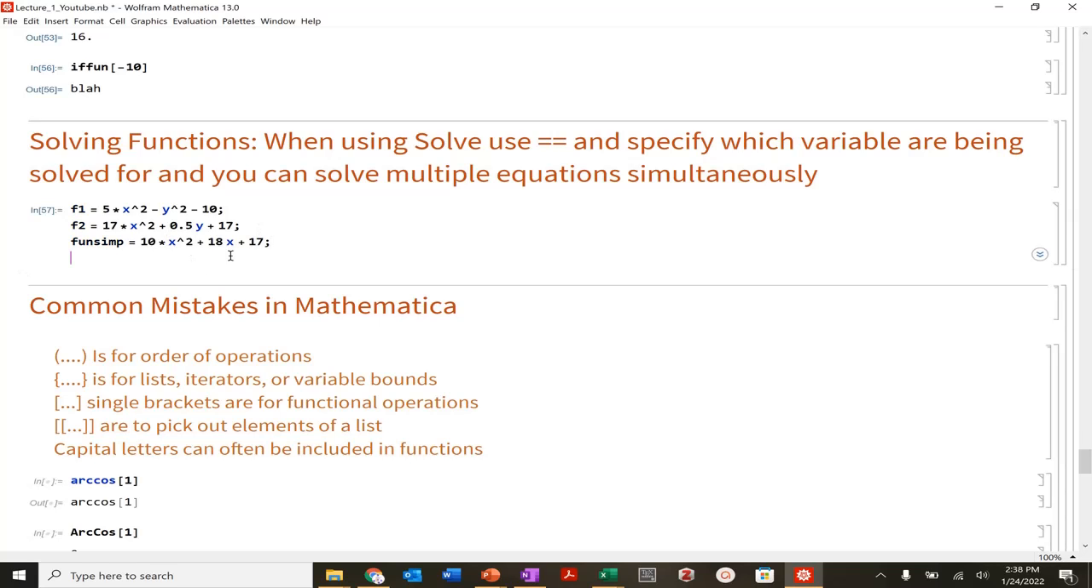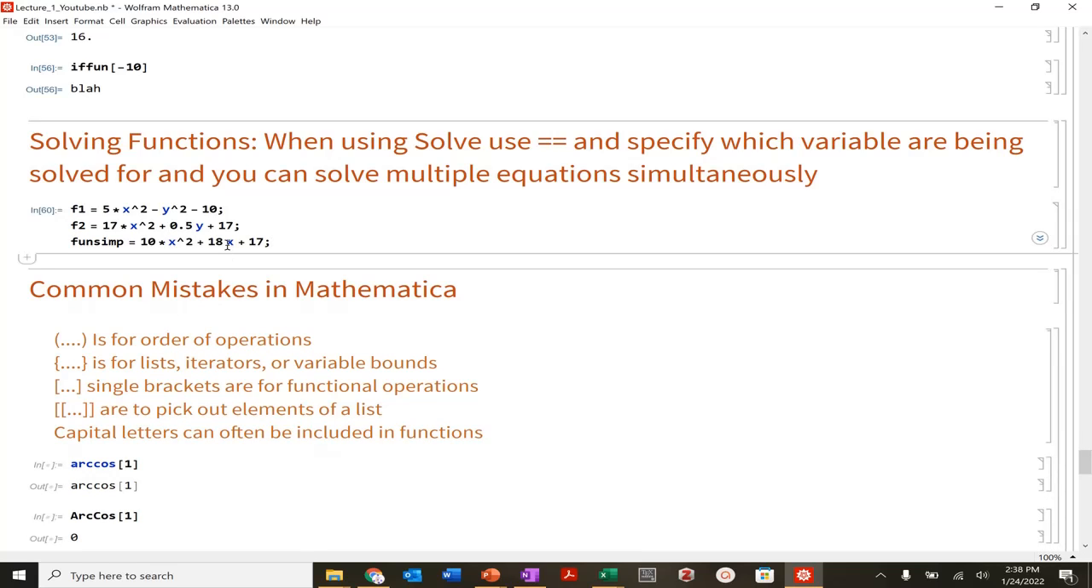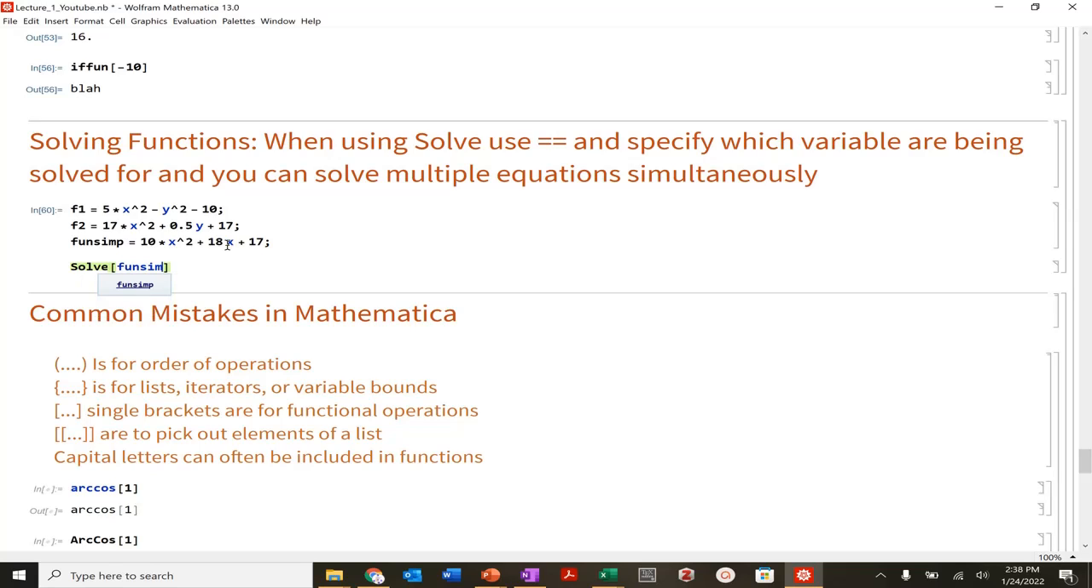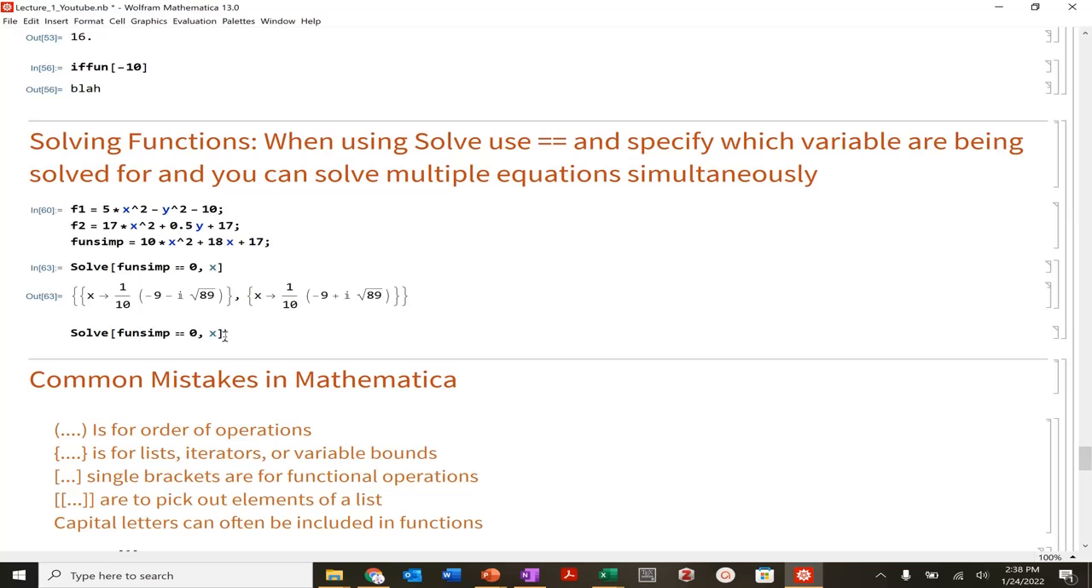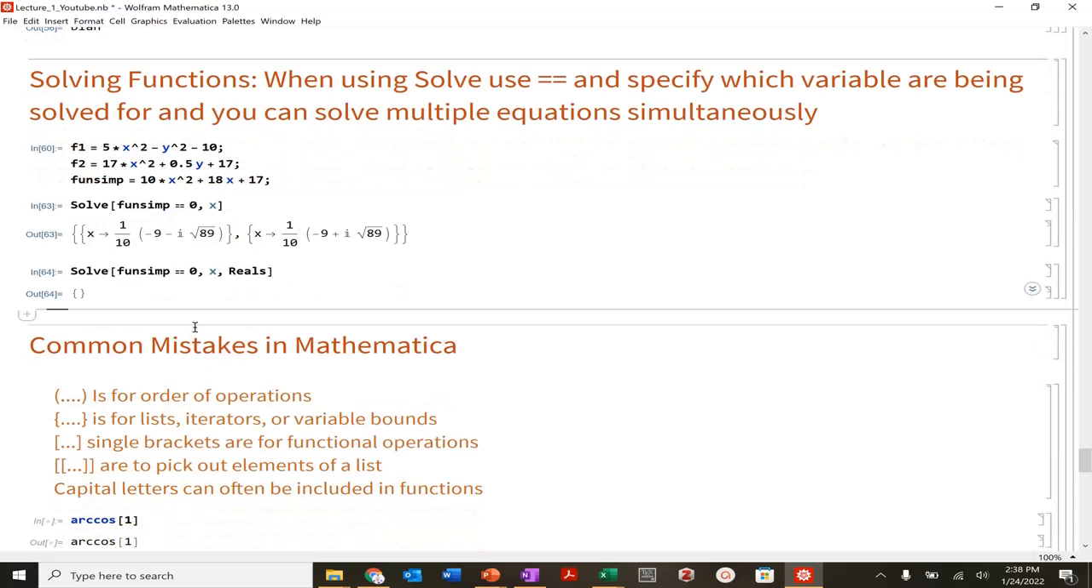Hopefully we should remember that, but again, we don't ever have to solve those values by hand again. So I can solve fun simp, set this equal to 0, because I've got to do the double equal signs. If I don't, see, it's already giving me an error. So Mathematica is already improved in this 13.0. So solve for this in terms of x, and I can get those values. These are basically non-real values. I can also say solve in terms of x and only give me the real solutions, so the non-imaginary solutions, reals, and it gives me nothing because there are no values there.